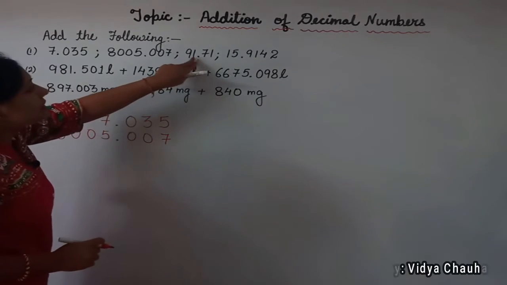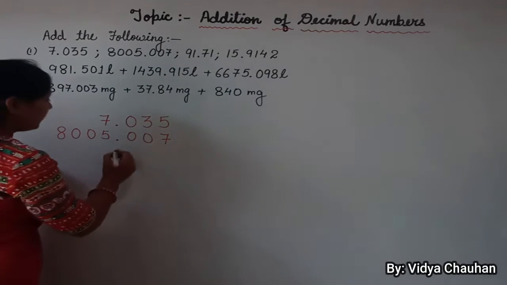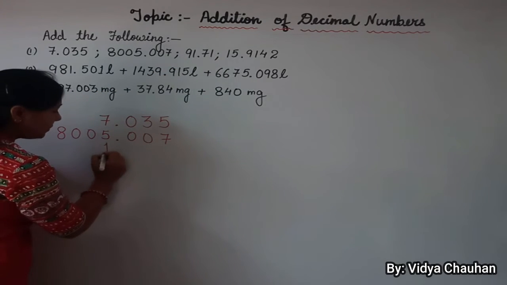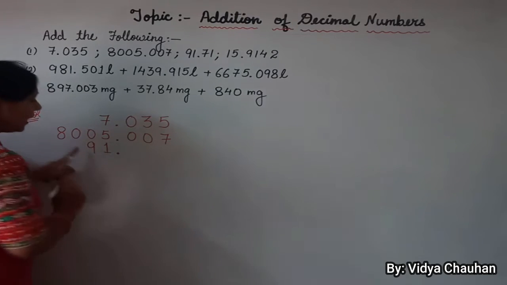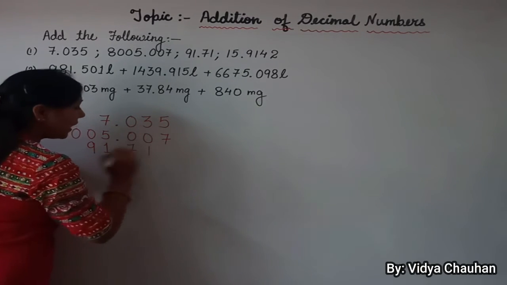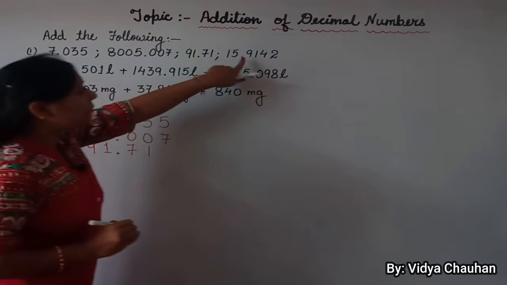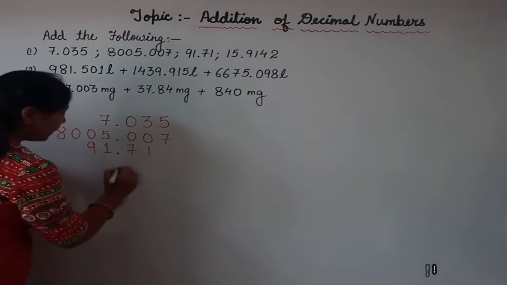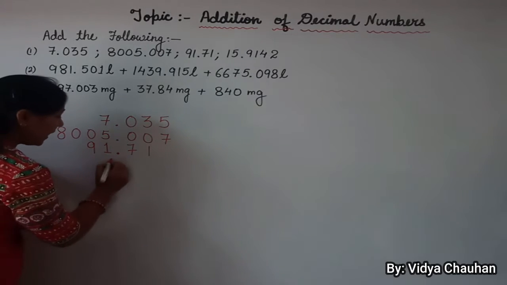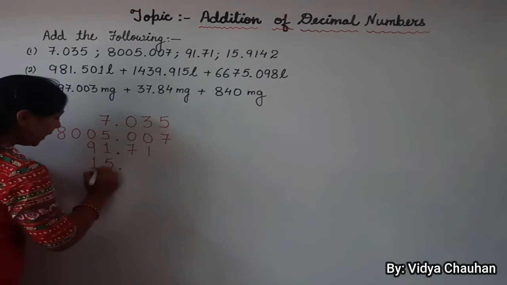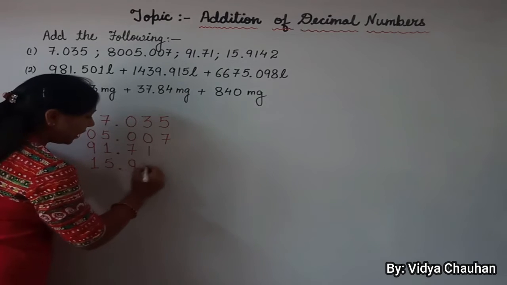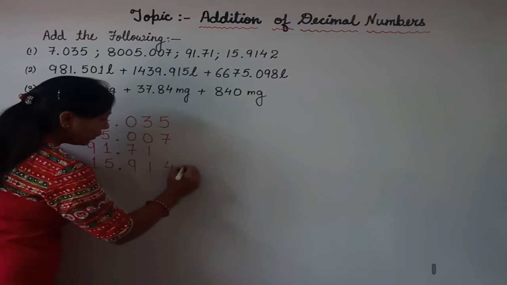The next number is 91.71. Once again let's put the decimal sign here, and before decimal we have 1 at ones place and 9 at the tens place. After decimal 7 and 1. Coming to the last number, which is 15.9142. Before decimal we have 5 at ones place and 1 at the tens place. After decimal we have 9142.